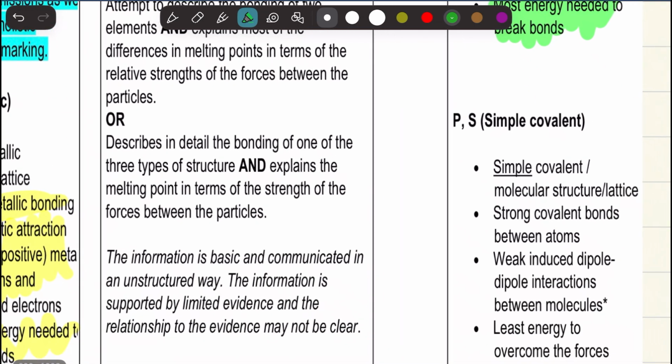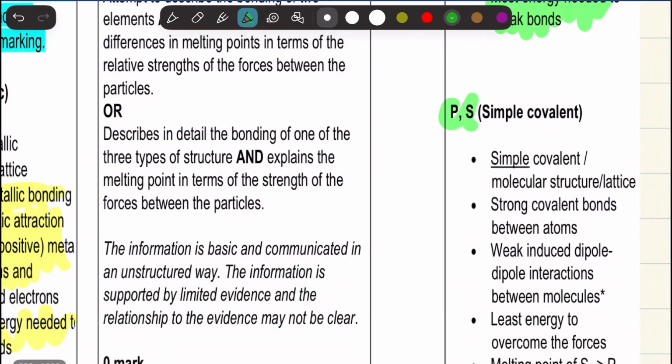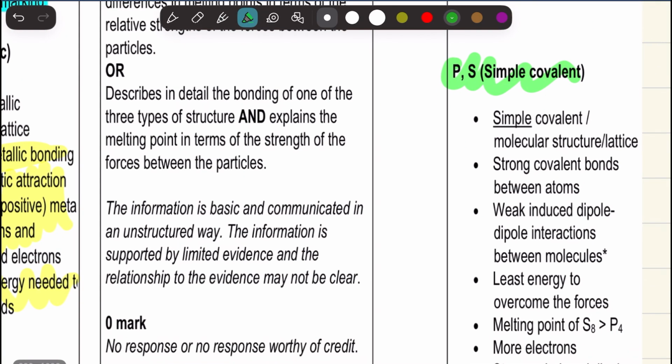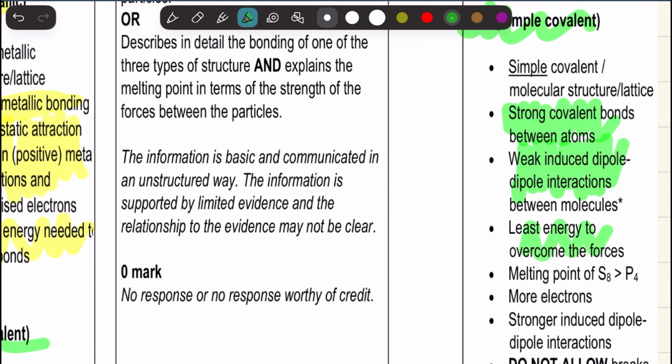Phosphorus and sulfur, both of them simple molecules. Yes, there are strong covalent bonds between the atoms, fine. But the main relevant thing is that the induced dipole or van der Waals forces are weak, so there's not much energy needed to overcome them. Then, this is the point that we just made in the previous one: S8 is over P4 because there are more electrons, so those van der Waals forces are stronger.